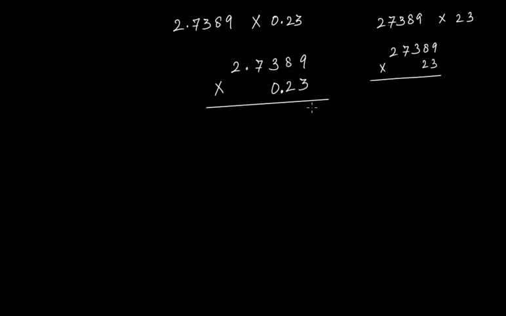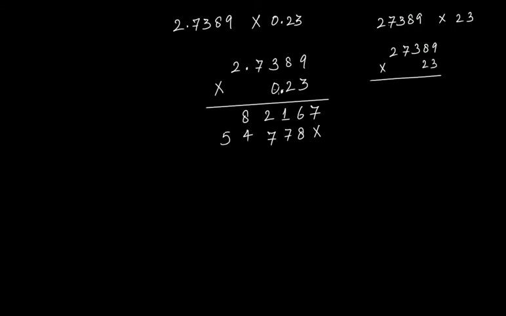3 times 9 is 27. 2 got carried over here. 3 times 8 is 24 plus 2 is 26. 2 got carried over here. 3 times 3 is 9 plus 2 is 11. 1 got carried over here. 3 times 7 is 21, then 22. 2 got carried over here. 2 times 9 is 18. 1 carried over here. 2 times 8 is 16 plus 1 is 17. 2 times 3 is 6 plus 1 is 7. 2 times 7 is 14 and 1 got carried over here, 2 times 2 is 4 and 5.